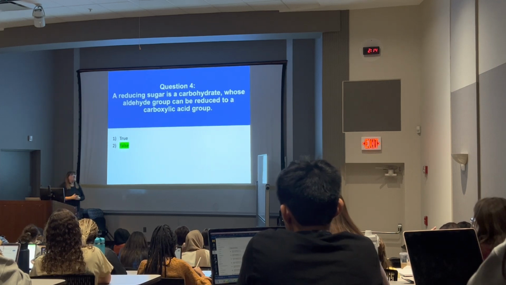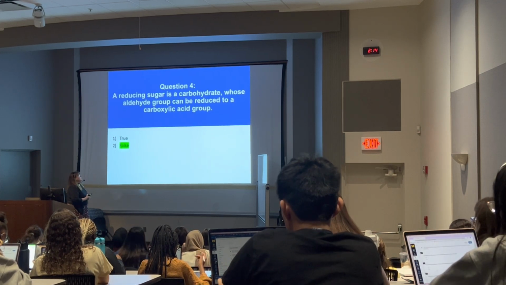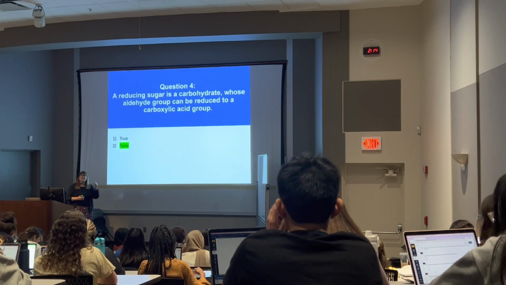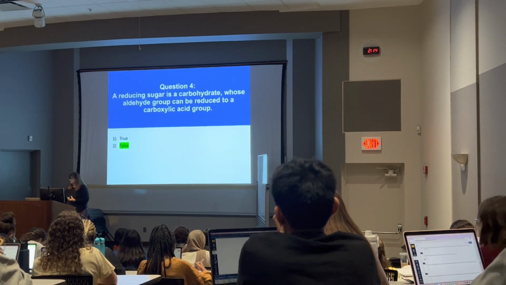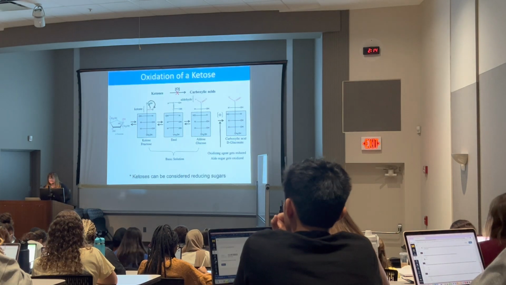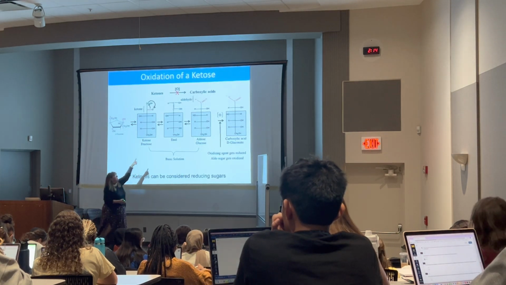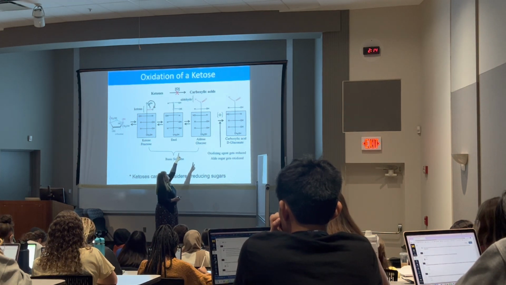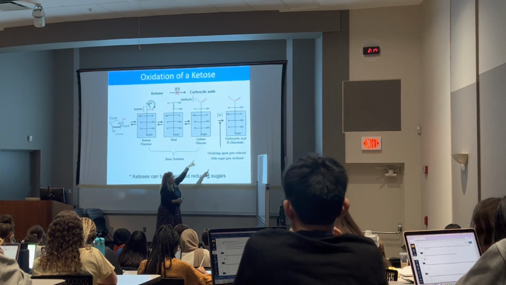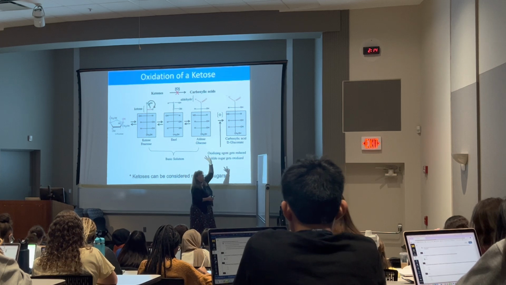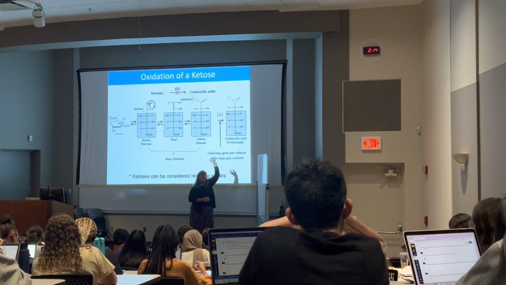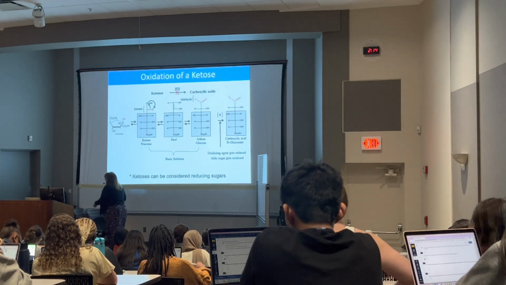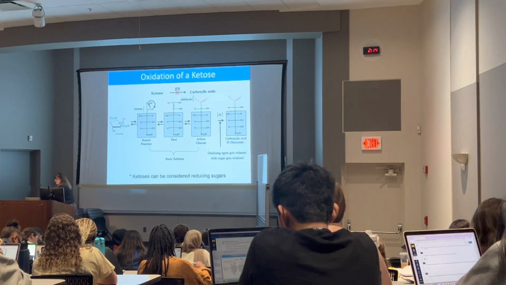It gets oxidized. A reducing sugar is a carbohydrate whose aldehyde group gets oxidized. You go from the aldehyde, where that carbon up there, the red carbon, has 2 bonds to oxygen, to over here, as a carboxylic acid, where it has 3 bonds to oxygen. It gained bonds to oxygen, therefore it got oxidized.